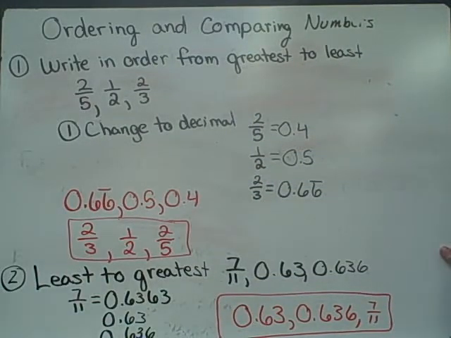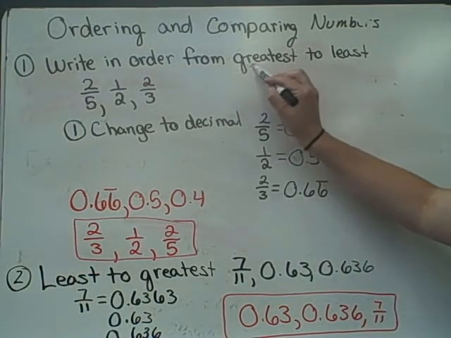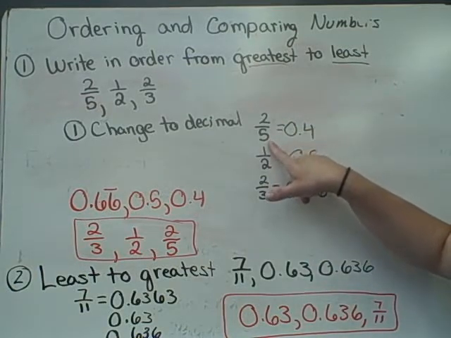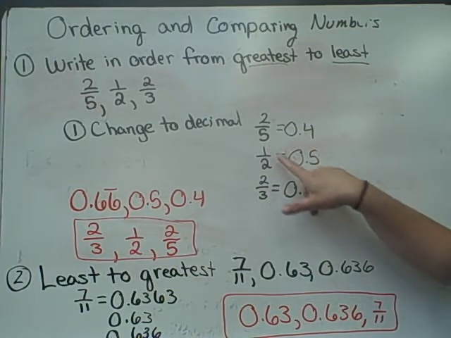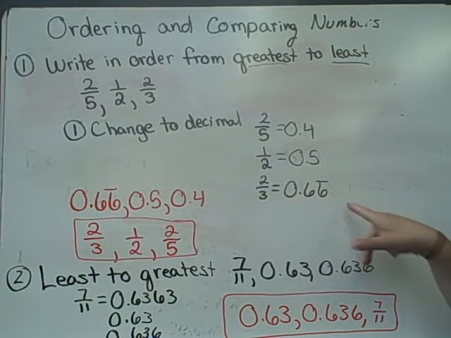Comparing and ordering numbers. To write numbers in order from greatest to least, you always have to pay attention to the order that they give you. This one is greatest to least. We have 3 fractions here. So the first thing we're going to do is change each of those fractions to a decimal. We'll do this by dividing. So 2 divided by 5 gives us 0.4. 1 divided by 2 is 0.5. And 2 divided by 3 is 0.6 repeating.